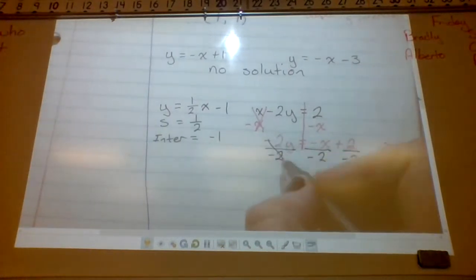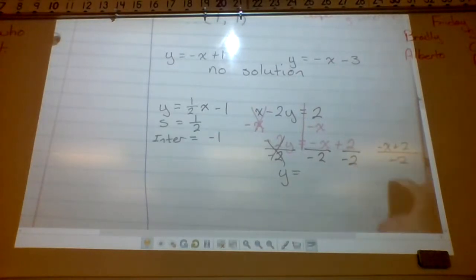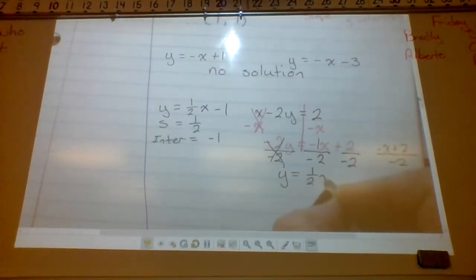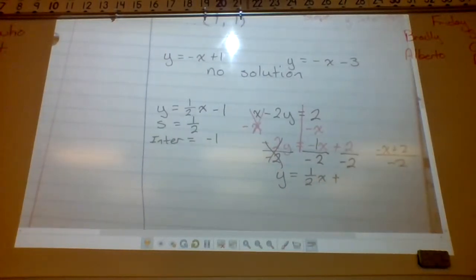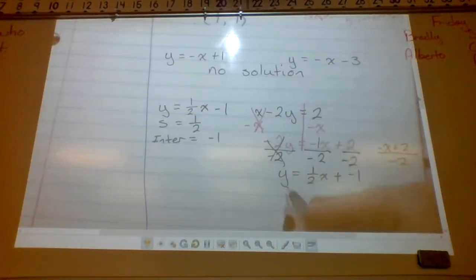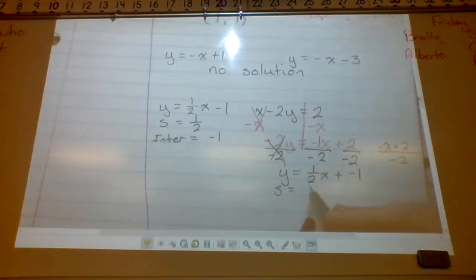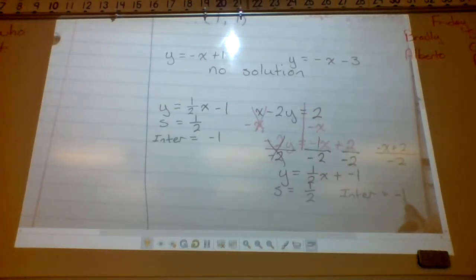Because the 2 cancels out, y equals, negative and negative make what? Let's make this a fraction. It was 1x, so make it a 1/2 x. Plus, what's 2 divided by negative 2? Negative 1. So what is our slope? 1/2. What is our intercept? Negative 1. So as Alan said, it's the same thing, right?